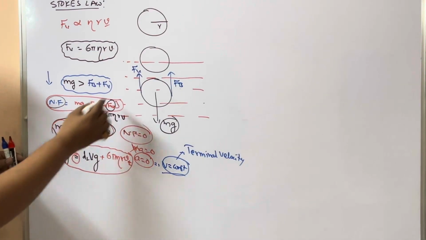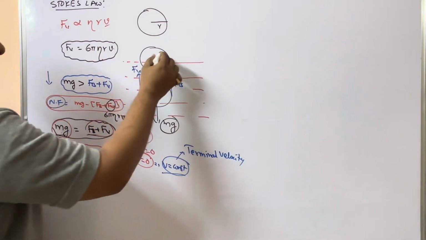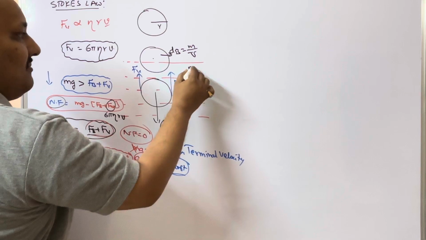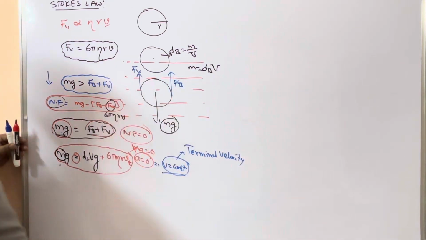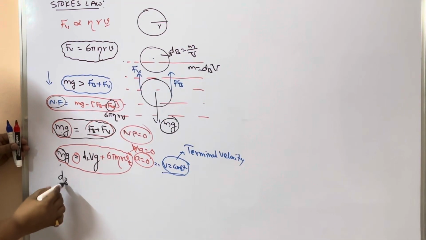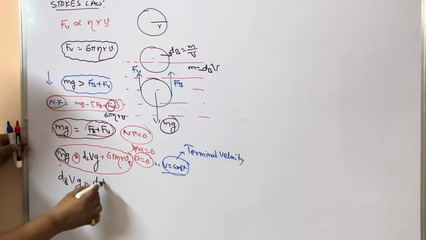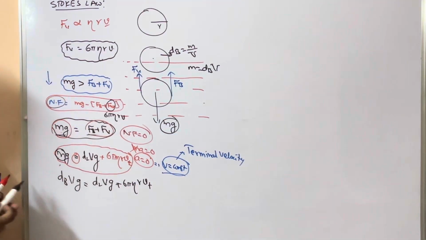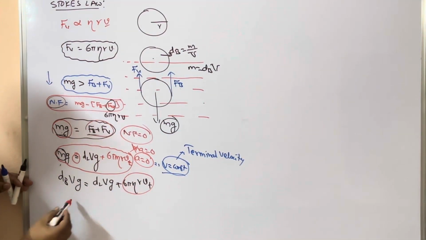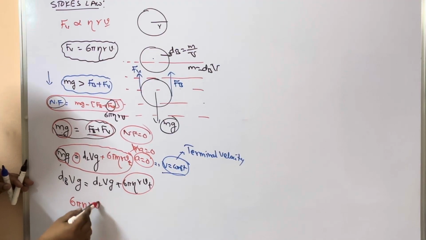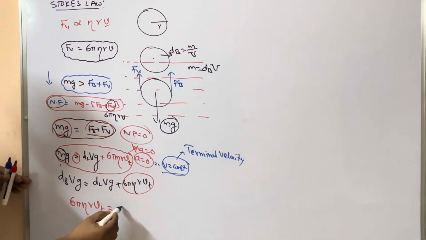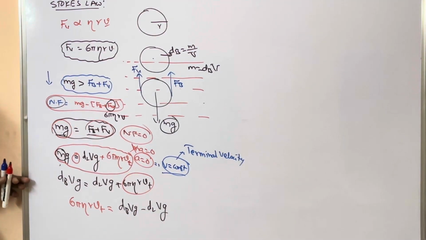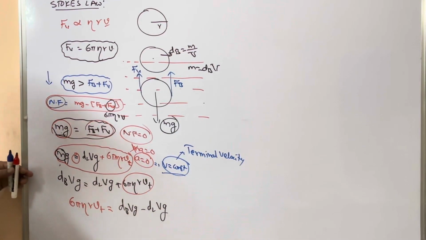What is small m here? Mass of the spherical body. They can write it as density of the body is equal to m by V, so mass is equal to d_b V. So d_b V g is equal to d_l V g plus 6 pi eta r vt. We want terminal velocity, so you can write on the left side 6 pi eta r vt is equal to d_b V g minus d_l V g. Here V means volume of the spherical body.